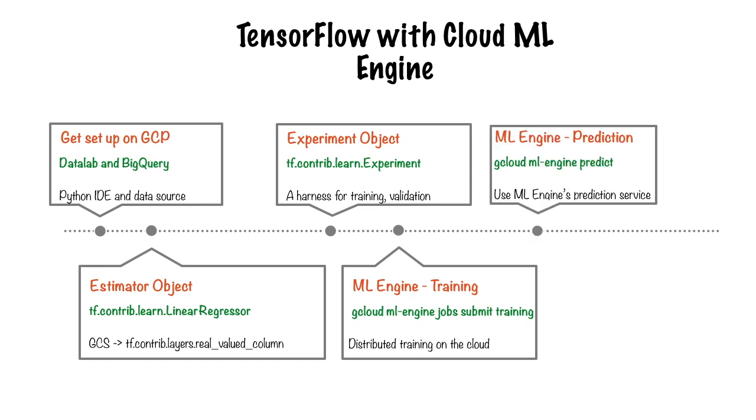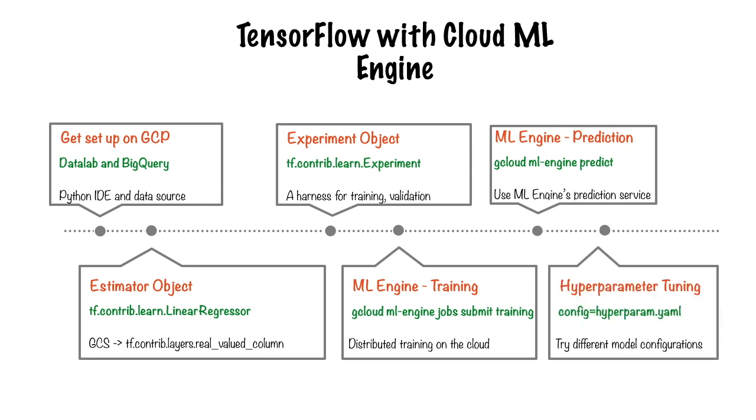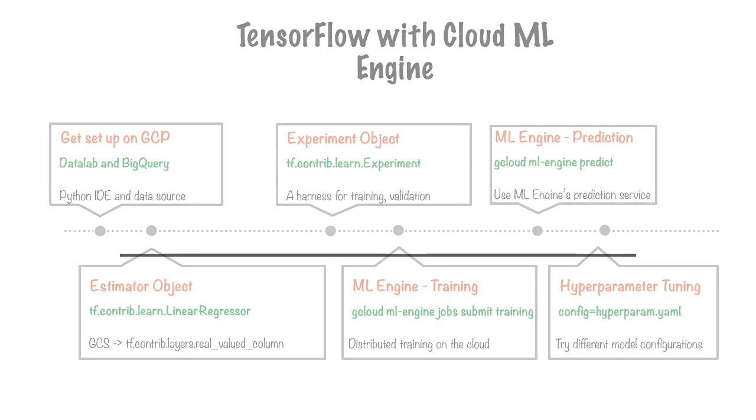You feed in the data that you want to use for prediction and get the result using an API or even using a command line. And finally, we'll discuss how you can perform hyperparameter tuning using Cloud MLE. You simply specify the hyperparameters that you want to tune, the range of values for each hyperparameter, and Cloud MLE does the rest.